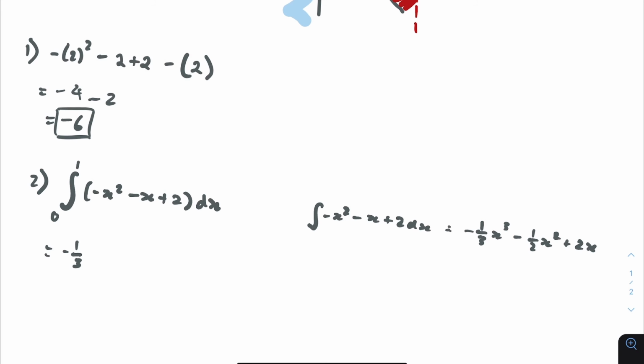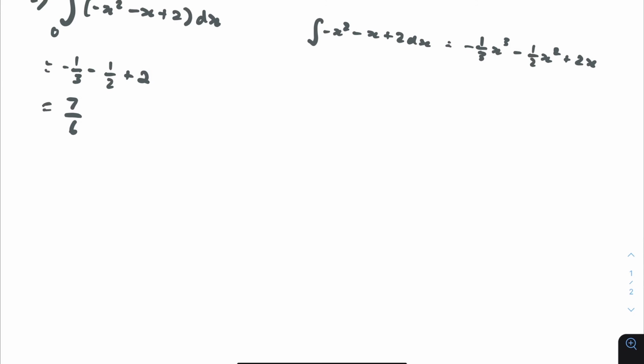So if we evaluate this part, it gives us negative a third, and then 1 cubed is just 1, so it's going to be a third, negative a half plus 2, minus, and then there's nothing to minus because if you put 0 in, the whole thing becomes 0, because anything times 0 is 0. And this gives us negative third minus half is, let me just use my calculator, negative 5 over 6, and if you add 2, it gives you 7 over 6. So that's part A's area.